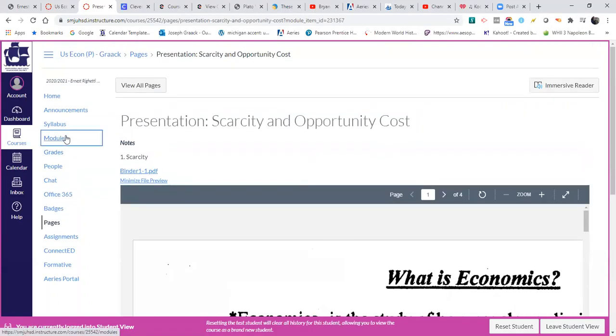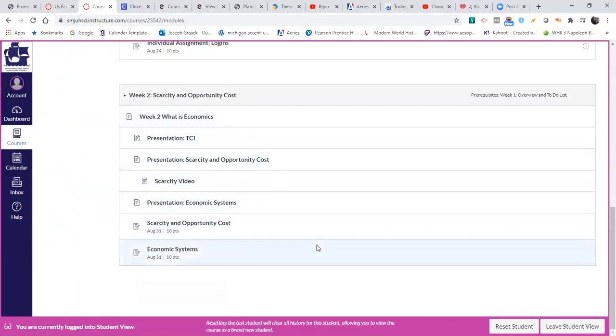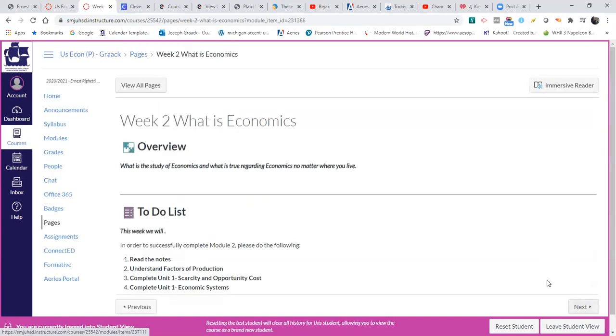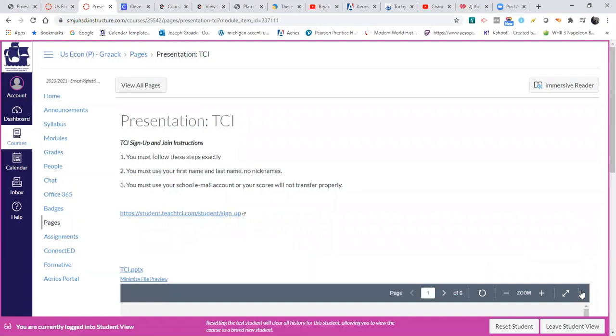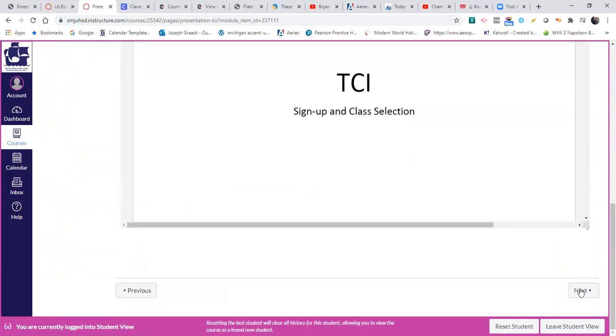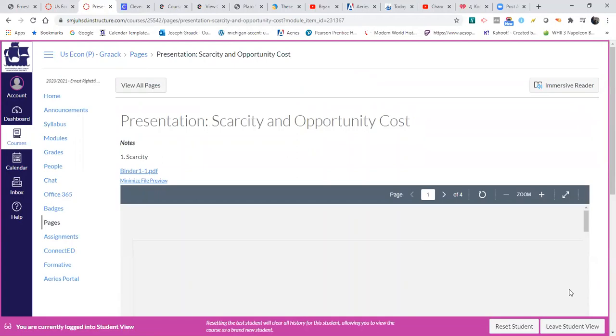So in your modules, as I've said, I put everything that you need to do in a week into that module. If you just start at the beginning and go next, as you go all the way through, you'll get all of your assignments, all of the information that you need. I tried to keep that as simple as possible in a step-by-step process, since we are not in person.